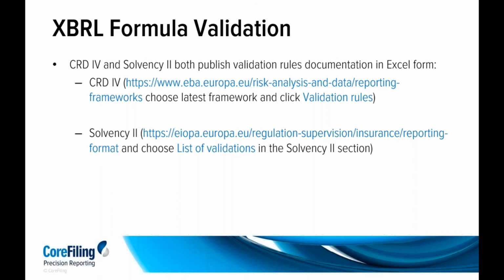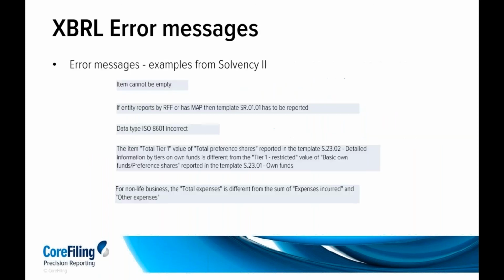So I'll talk a little bit more now about XBRL formula validation. These are validation rules that are in the taxonomy, but it's not really feasible to read the rules directly out of the taxonomy because they are written in a very technical way. It is possible with software, but it's still very difficult. So both the EBA and EIOPA publish spreadsheets which contain all of the validation rules in the taxonomy in a more human-readable form. We will cover this in a bit more detail later, but just so you know, we've provided links to the validation spreadsheets for you to look at.